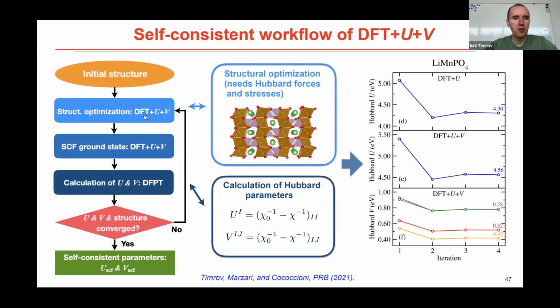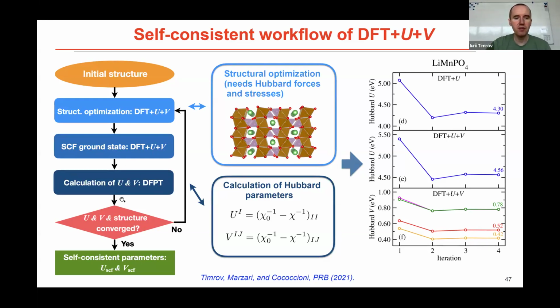So we just perform structural optimization with DFT, which is, let's say, LDA or GGA. Fine. Now you optimize the structure, you compute the forces, stresses, you learned about that. Now you have a fully optimized structure. Now we do the SCF ground state calculation again with DFT because we don't know U and V. So you do self-consistent field SCF ground state with pw.x. And then you run the first calculation of Hubbard U and V using density functional perturbation theory, DFPT, or linear response theory that I described before.